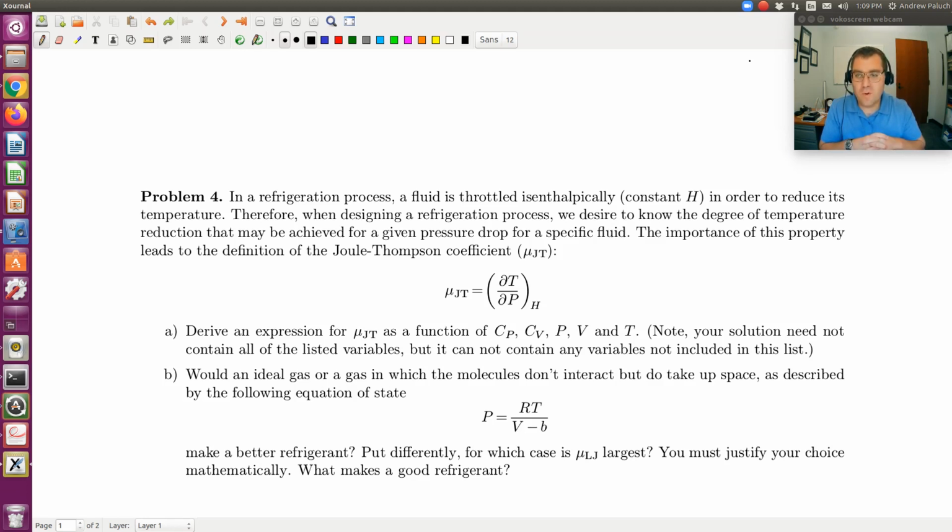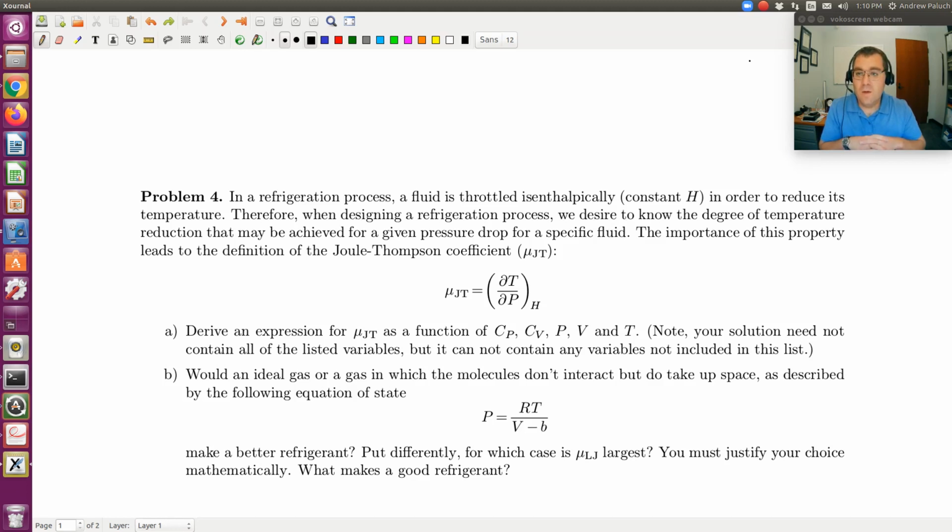The importance of this property leads to the definition of the Joule-Thomson coefficient, μJT, where μJT is defined as dT/dP at constant H. Okay, so I'm isenthalpically throttling a fluid, so I'm decreasing my pressure, and the effect of decreasing the pressure that I'm looking for is a reduction in temperature. So I'm looking for positive JT coefficients. If μJT is positive, that means as pressure decreases, temperature decreases as well.